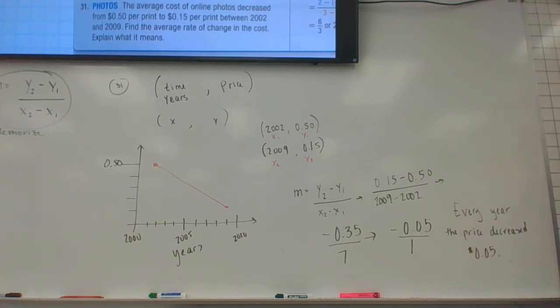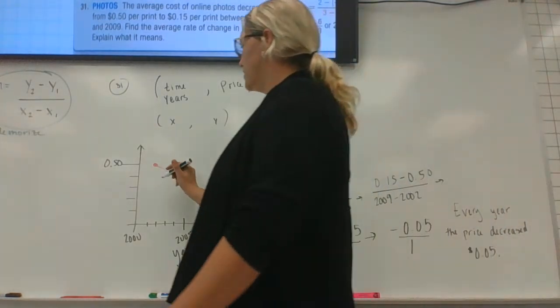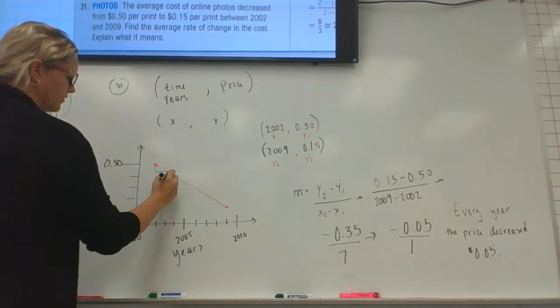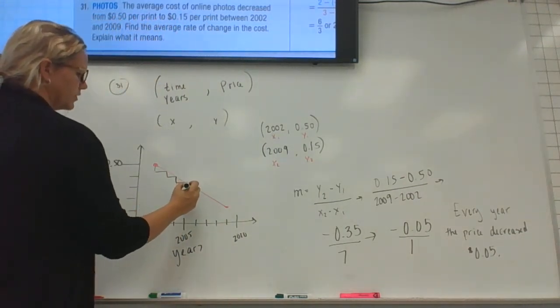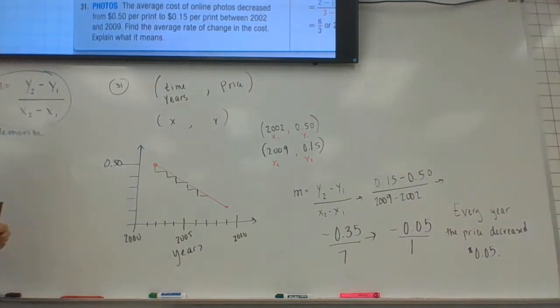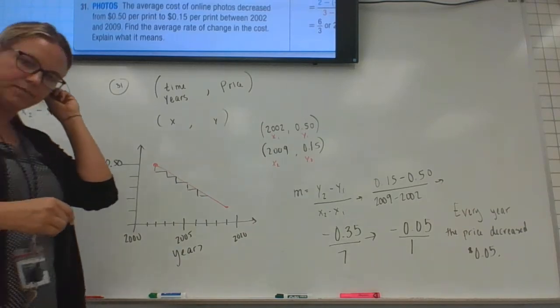And that's what it means. So that's the slope here. It's going down 5 cents every year. Negative 0.05 over 1. It's a rate of change. How is the price changing over time?